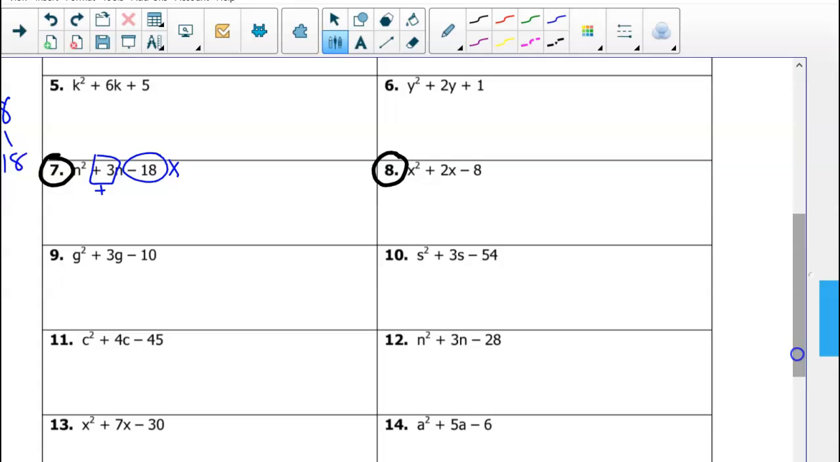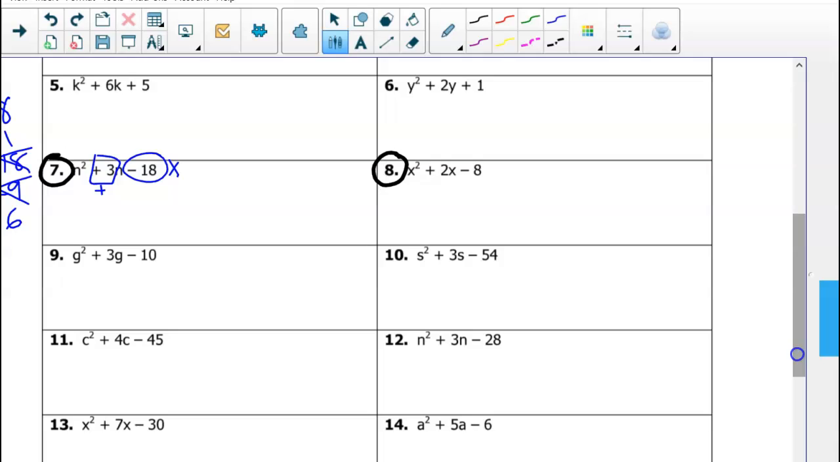So 1 and 18, 2 and 9, 3 and 6. Now let's think about this. If I have negative 1 and positive 18, well that's positive 17, so that wouldn't work. If I have positive 1 and negative 18, that's negative 17, so those are out. If I have negative 2 and positive 9, well that's positive 7, so that's out. If I have positive 2 and negative 9, that's negative 7, so that's out. So it has to be these last two numbers, but we have to figure out which one is negative.